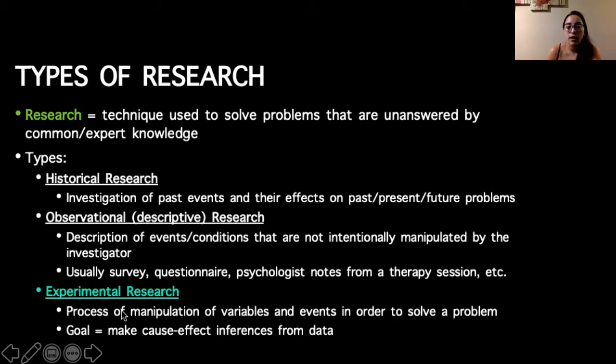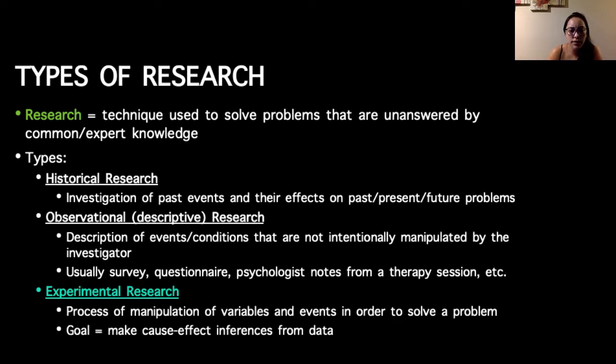This is the process of having a manipulation of variables and events in order to solve a problem. In other words, you find a variable that can be sorted into different conditions, whether it be a control group, an experimental group, maybe you have multiple experimental groups, but you have these various manipulations that you are comparing to one another. And usually the goal of experimental research is to make cause and effect inferences from the data. So how does this intervention cause a certain effect that can be observed between groups?